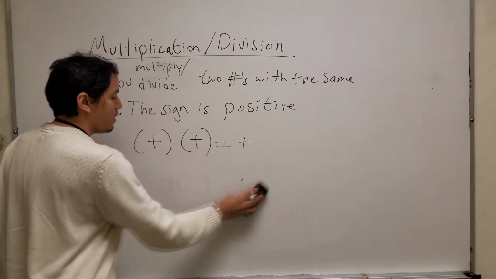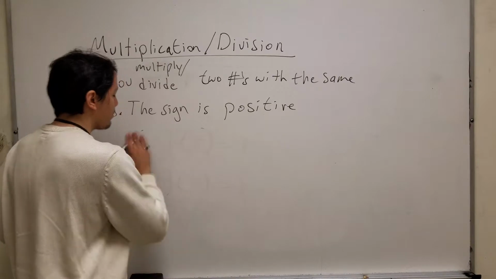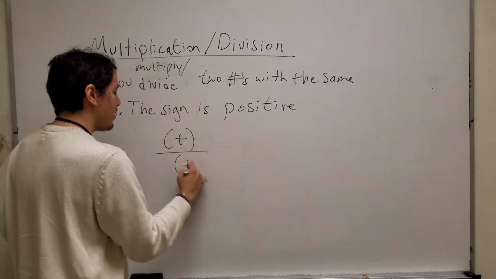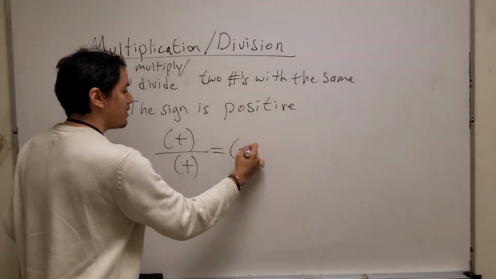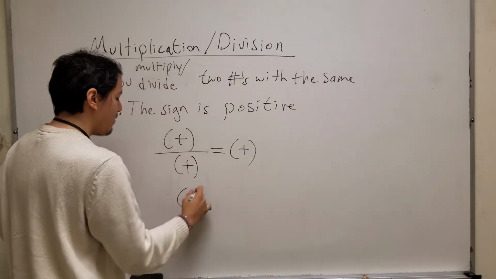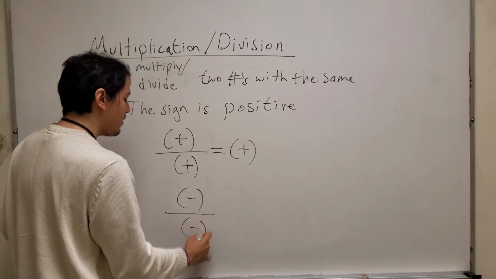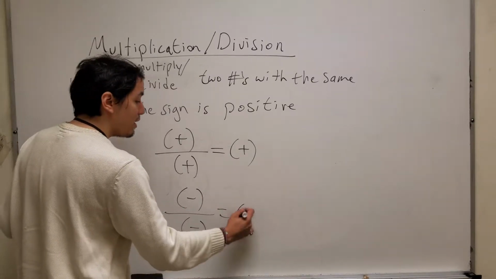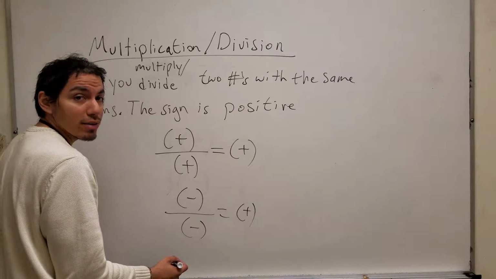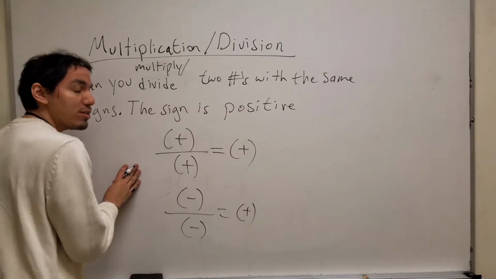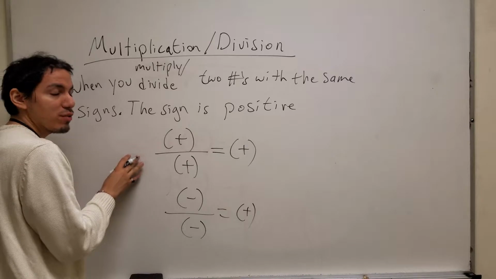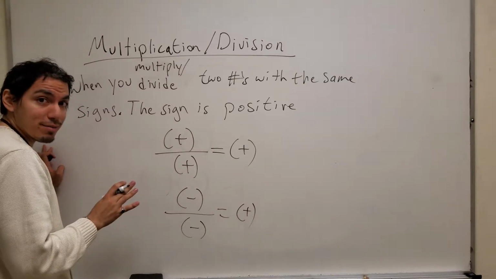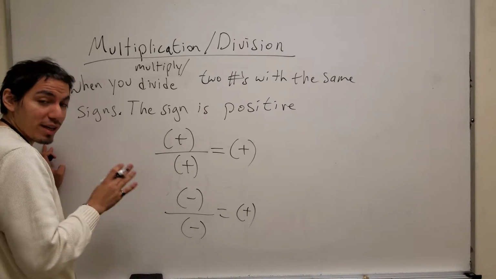Now, let's do this real quick for division. If I have a positive number in the numerator and a positive number in the denominator, it's going to be positive. And if I have a negative number in the numerator and I have a negative number in the denominator, it's going to be positive, okay? So remember, when the signs are the same for multiplication or division, they're going to be positive no matter what. All right? Don't forget that.